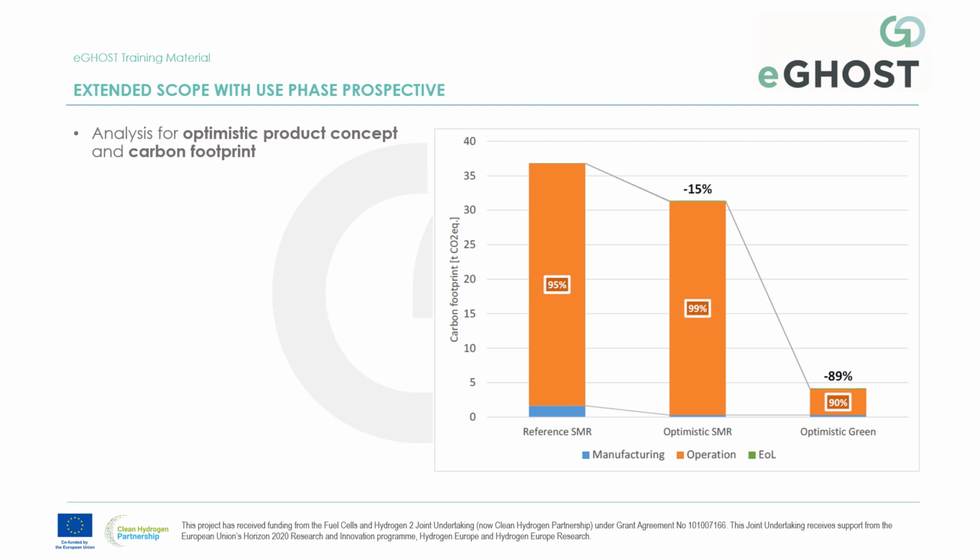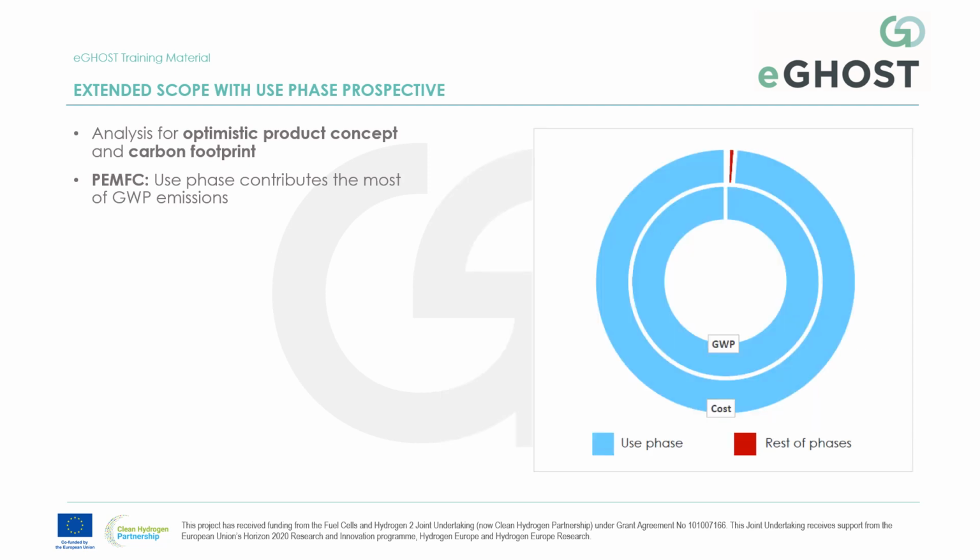and then we also change the source of the hydrogen to the green one. So we are making hydrogen from the renewable electricity, from renewable sources, and we have a quite big reduction, so 89%, but in all cases the use phase contributes the most, so more than 19% is contributed by the use phase in the case of the carbon footprint emissions.